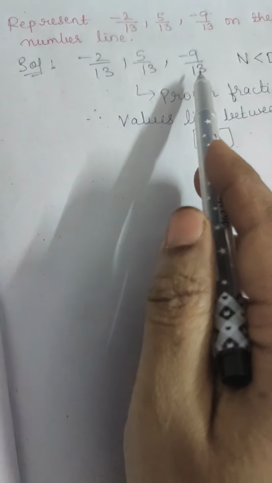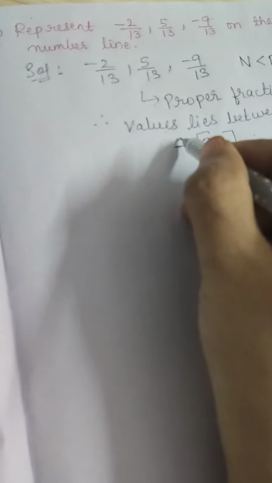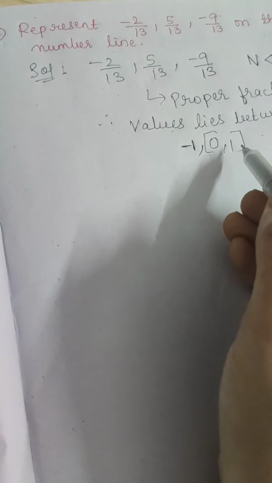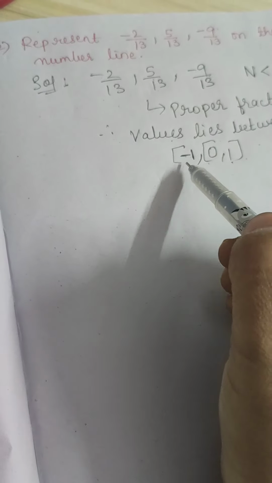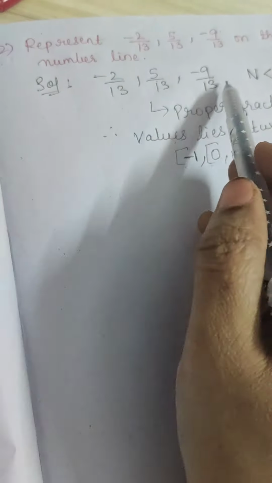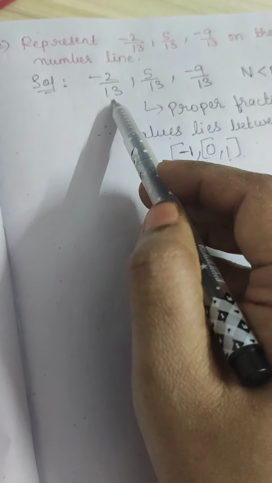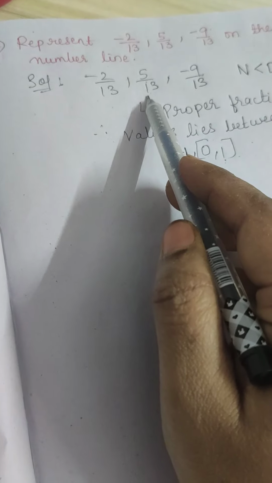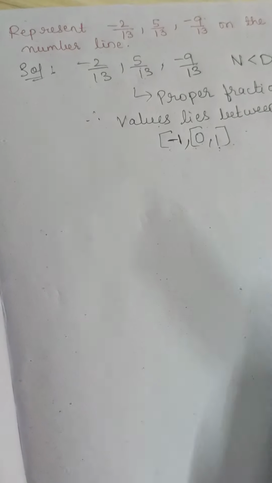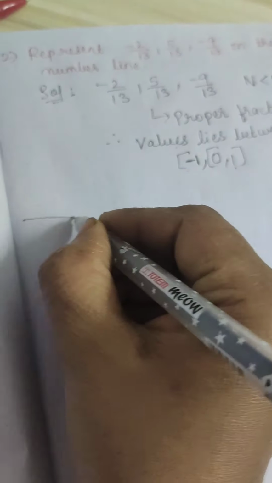Okay, we are having negative values, so we can take minus 1 also. Minus 1, 0 and 1, and from 0 to minus 1 we should make how many parts? As the denominator is 13, we should make 13 parts. Again from 0 to 1, how many parts? Again we are having denominator 13, so 13 parts to the right of 0 and 13 parts to the left of 0. Okay children, now we are drawing a number line here.